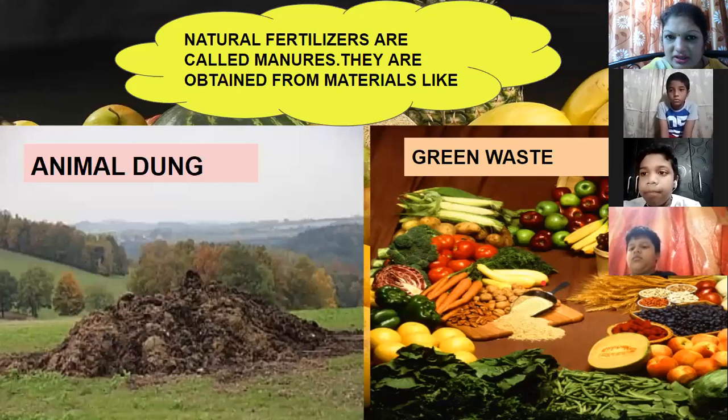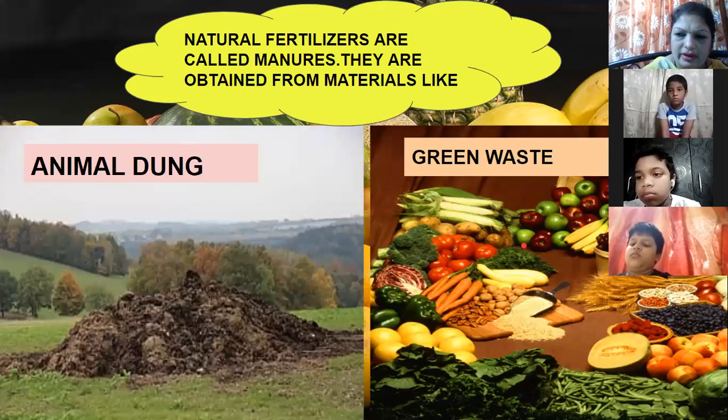So how are natural fertilizers made? They are made with the help of animal dung and green waste. They are obtained from these two materials, animal dung and green waste. So you know now what natural fertilizers are. And of course, you should always go for natural fertilizers because they will not harm the soil. Now let's go ahead.